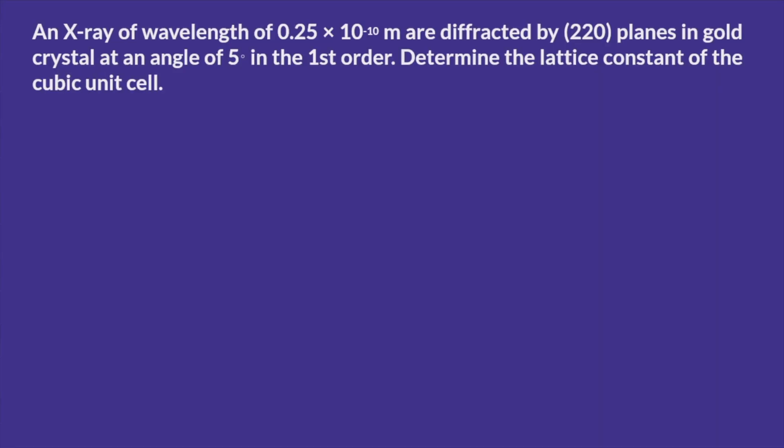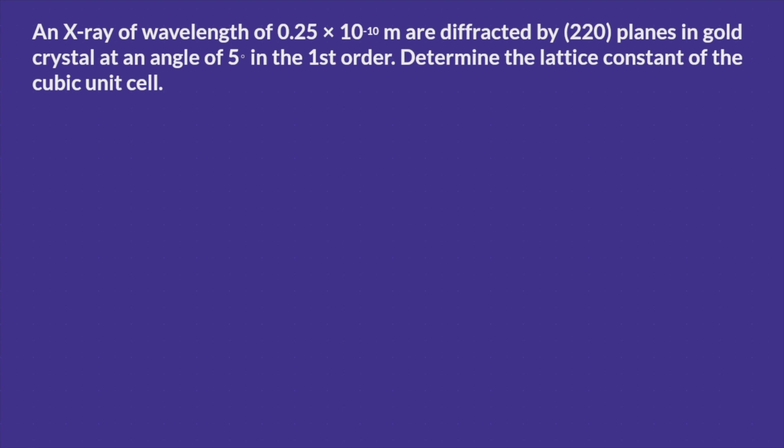Question number 1. An X-ray of wavelength 0.25 times 10 to the power of negative 10 meter is diffracted by the 220 plane in a gold crystal at an angle of 5 degrees in the first order. Determine the lattice constant of the cubic unit cell.